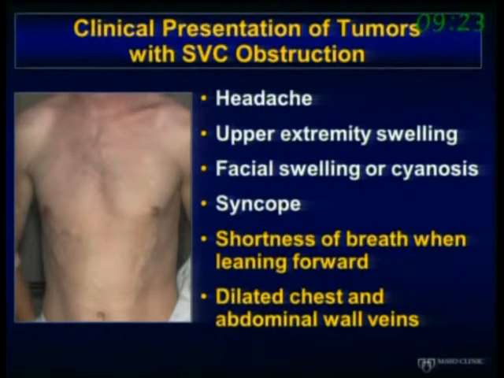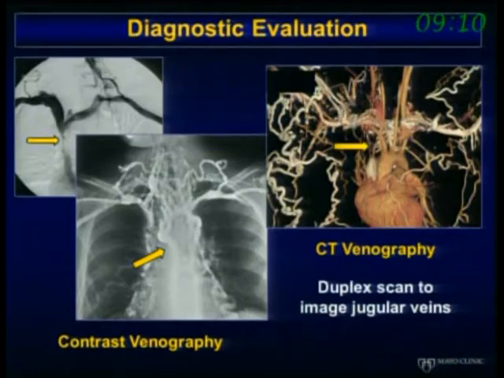Most of these patients can present with profound headache, upper extremity or facial swelling, blackout spells or syncope, and they have this unusual syndrome where they get short of breath when they sit forward. In advanced stages, you'll see dilated abdominal wall and chest wall veins as shown here.